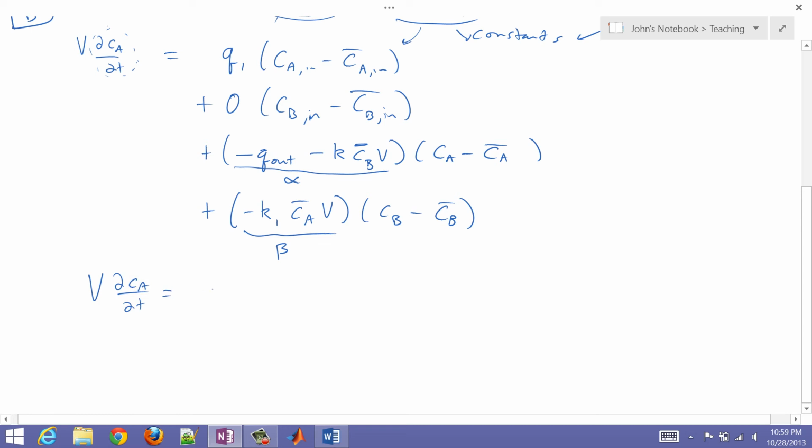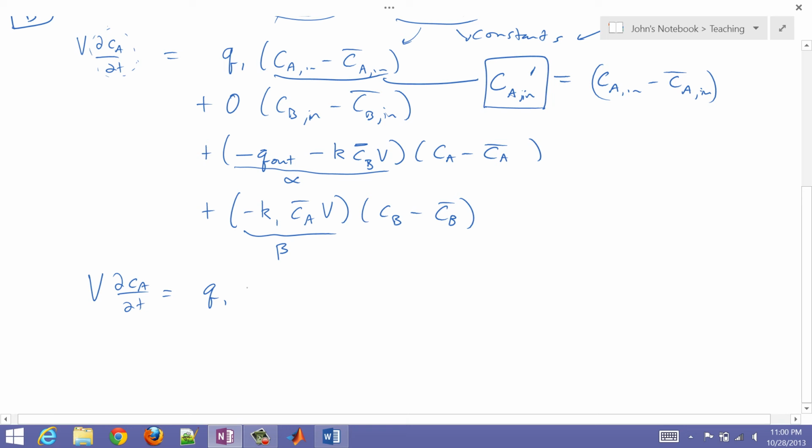Okay, now I have Q1, and this is defined as what's called a deviation variable now. So I have CA in prime equal to CA in minus CA in with the bar over the top. That's called a deviation variable. So the initial conditions for this are equal to 0.